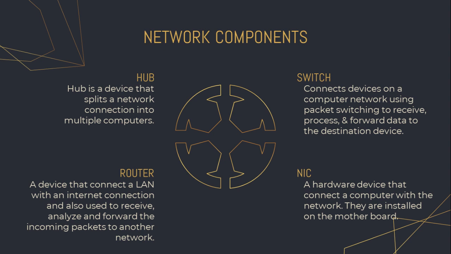Active hubs amplify and generate the incoming electrical signals before broadcasting them. They have their own power supply and serve both as a repeater as well as a connecting center. Due to their generating capabilities, they can extend the maximum distance between nodes, thus increasing the size of the LAN.